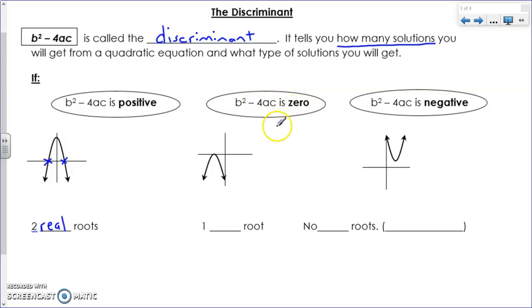Okay, if the discriminant equals 0, then I know that I'm going to have 1 real root. Okay, if it is negative, so it's less than 0, there's going to be no real roots. They're going to be complex or imaginary numbers. Solutions, okay? So notice it does not cross the x-axis at all here.